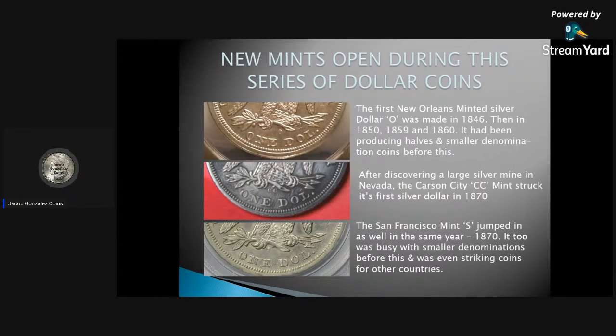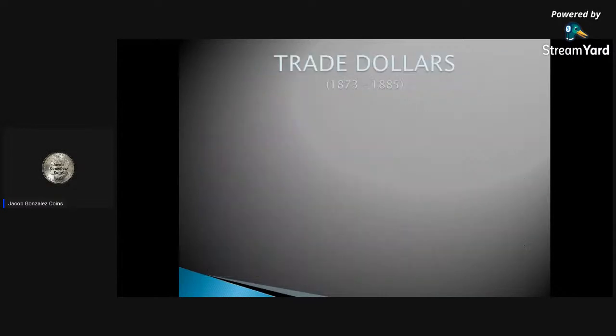And the S, the San Francisco Mint, jumped in as well in the same year, in 1870. It too was busy with smaller denomination coins before this, and was even striking coins for other countries. Countries in South America and all across the world were sending in piles of silver to get the U.S. to strike those coins for them. Isn't that just cool? Let's go on to the next slide, guys.